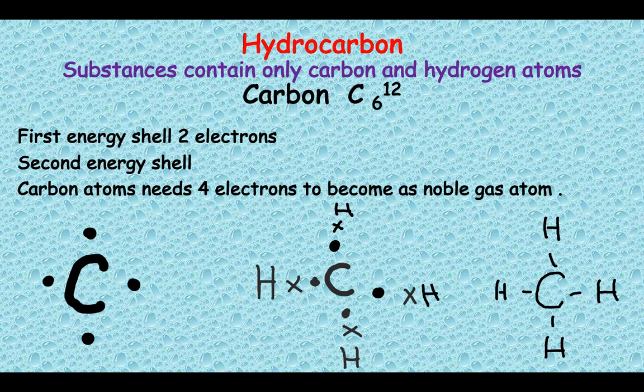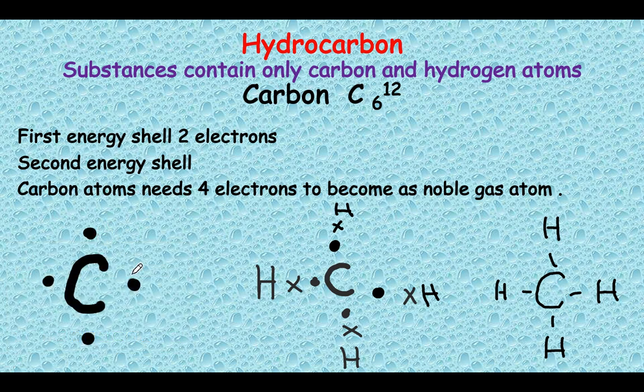I'm going to discuss hydrocarbons, and these are substances that contain only carbon and hydrogen atoms. We know that carbon contains 6 electrons. In the first energy shell, it has 2 electrons. In the second energy shell, it has 4 electrons.